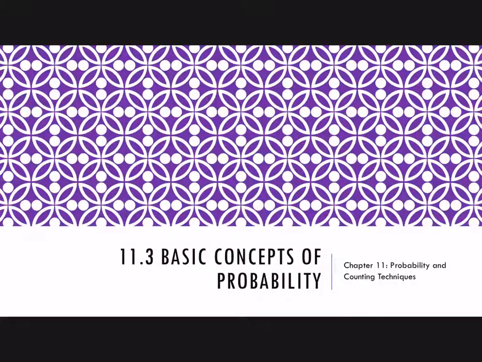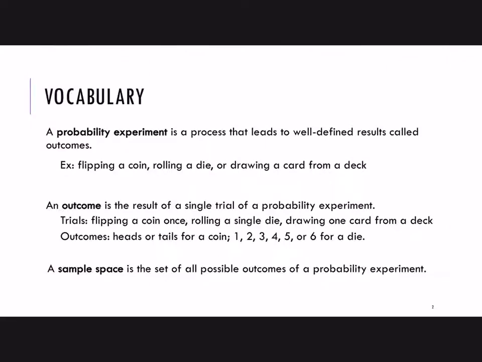In this video, we'll review some basic concepts of probability. We'll talk about vocabulary, as well as the difference between classical and empirical probability. So first of all, we have three concepts that are important to understanding probability: probability experiments, outcomes, and sample spaces.